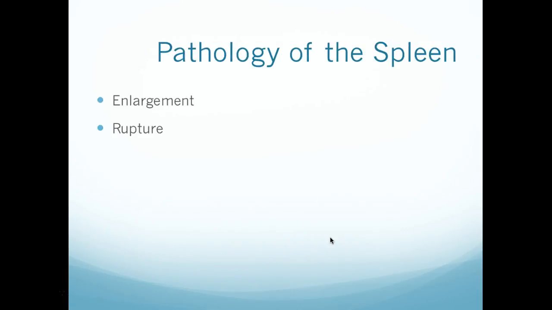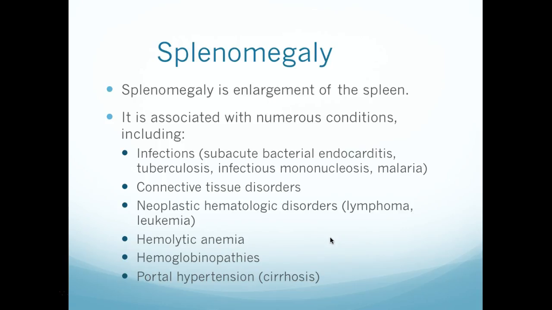Okay, so let's go into the spleen. We have the enlargement and the rupture. So splenomegaly is enlargement of the spleen, and is associated with numerous conditions from infection. It can be subacute bacterial endocarditis, TB, mono, malaria. It can be a connective tissue disorder, or a neoplastic hematological disorder, so it also can be like a lymphoma or leukemia that can cause it, hemolytic anemia, and cirrhosis also.